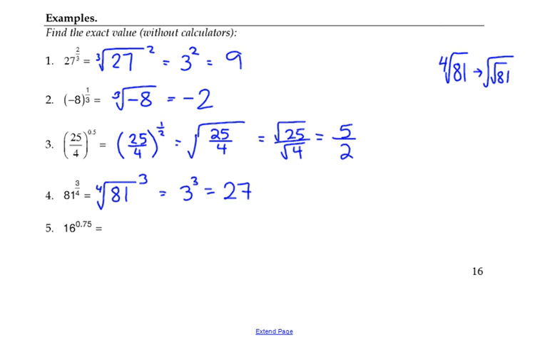Okay. The next one, 0.75, you have to change to 3 over 4. You can use your calculator to do that. 0.75, math, enter, enter. So you have the 4th root of 16, all cubed. So 4th root of 16, square root twice. Square root of 16, 4. Square root of 4, 2 cubed is 8. There you go. Okay. Turn the page, a couple more, and then we're done.